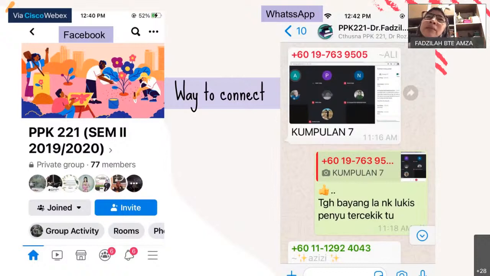So saya kata medium saya yang paling popular ialah Facebook. Dan sebab satu lagi Facebook kan, budak-budak ni memang 24/7 di Facebook and also Instagram. Saya tak ada Instagram, saya cuma ada Facebook. So dia 24/7 di Facebook. So saya rasa very effective.